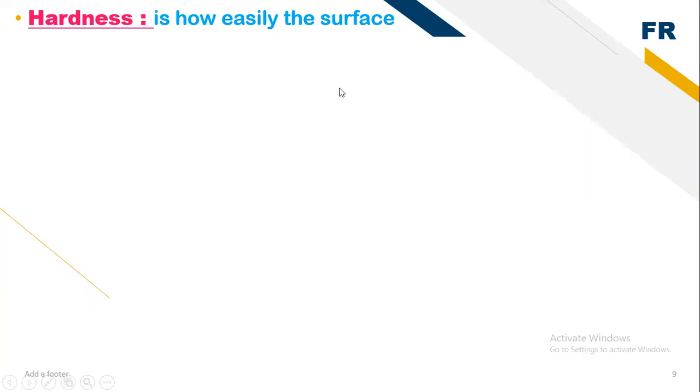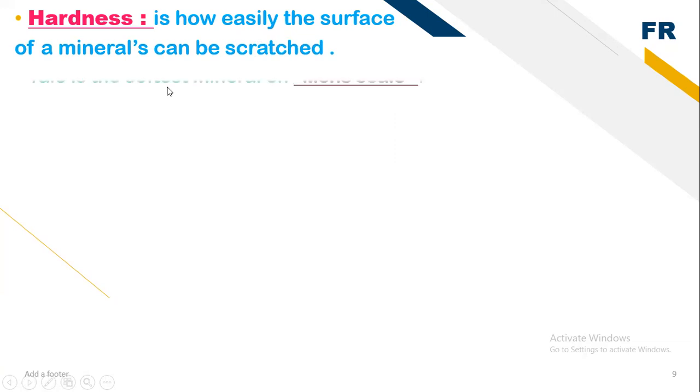Hardness. Hardness simply is how easily the surface of a mineral can be scratched. Maybe it's easy to scratch a piece of talc, but it's not easy to scratch a piece of diamond or a piece of quartz.